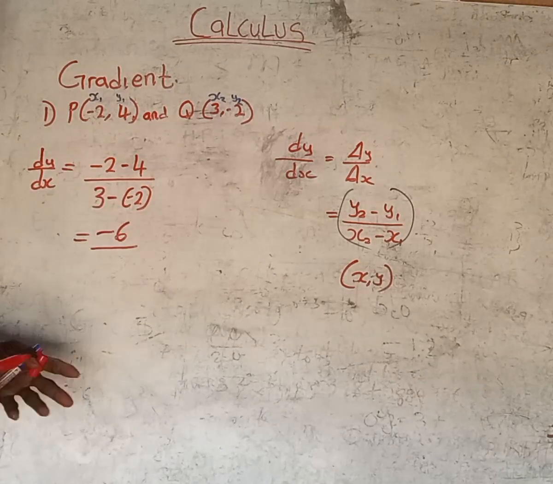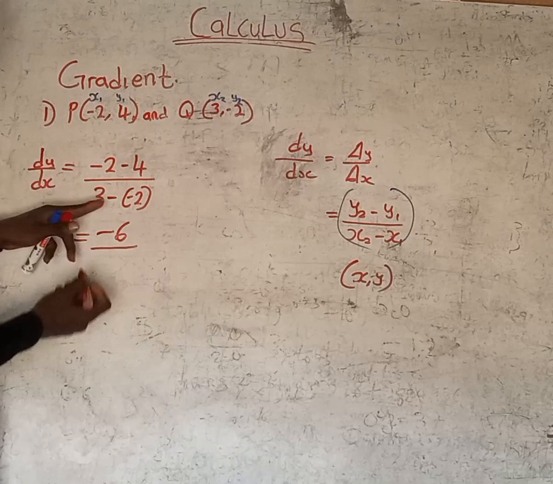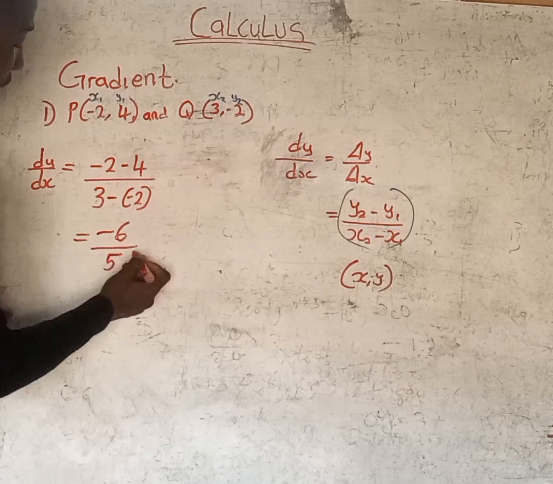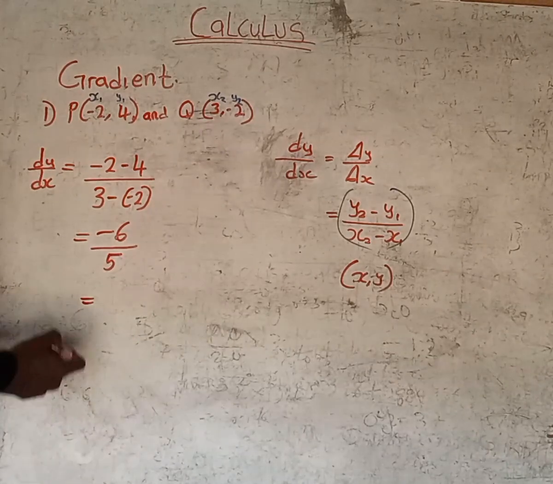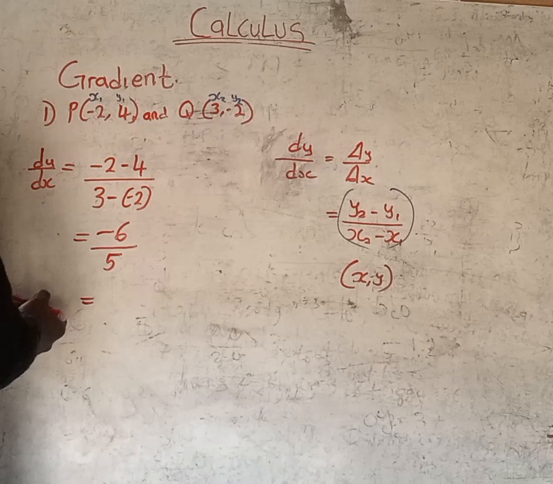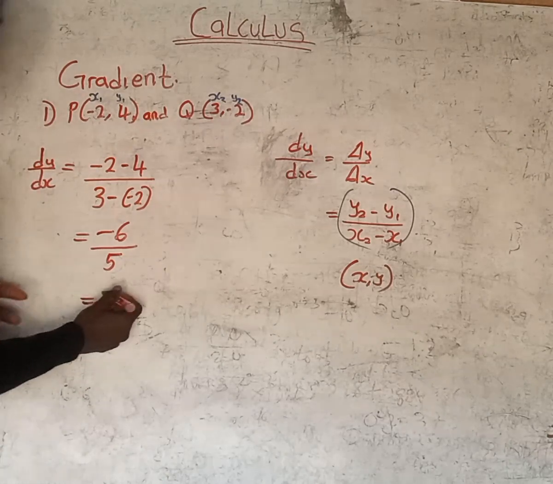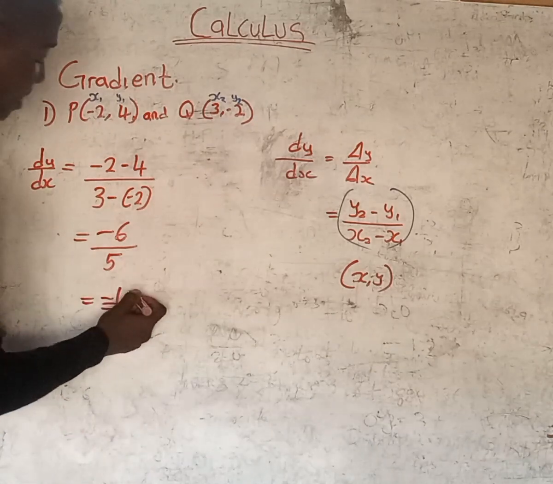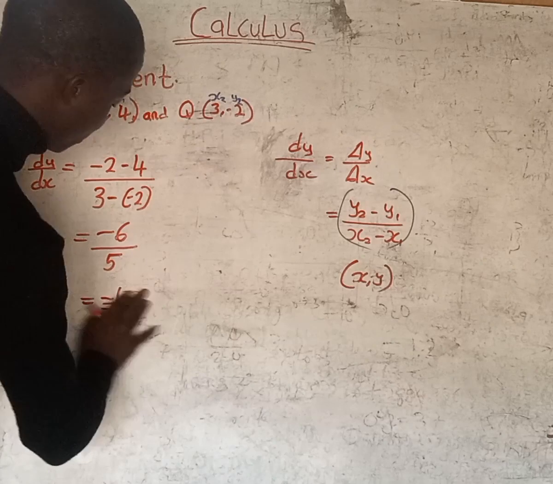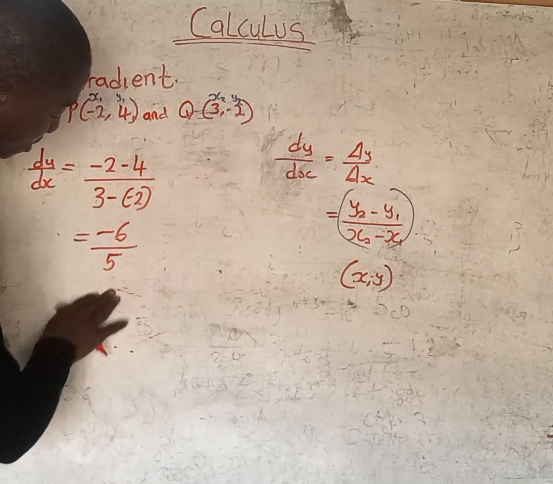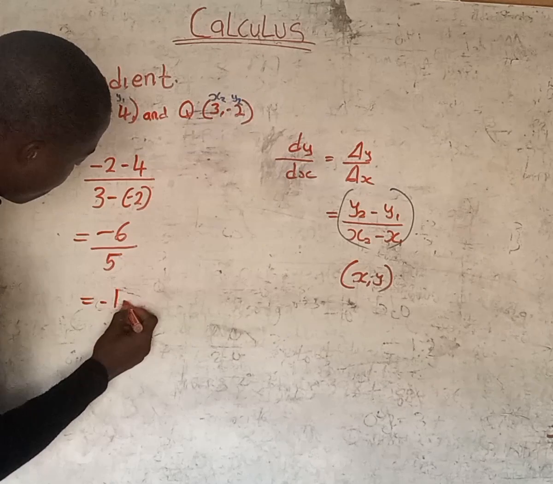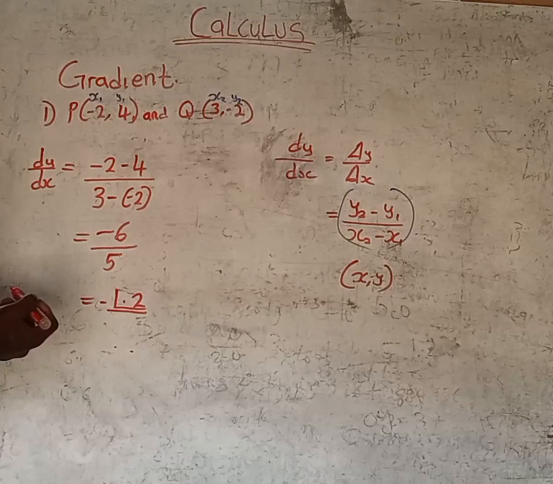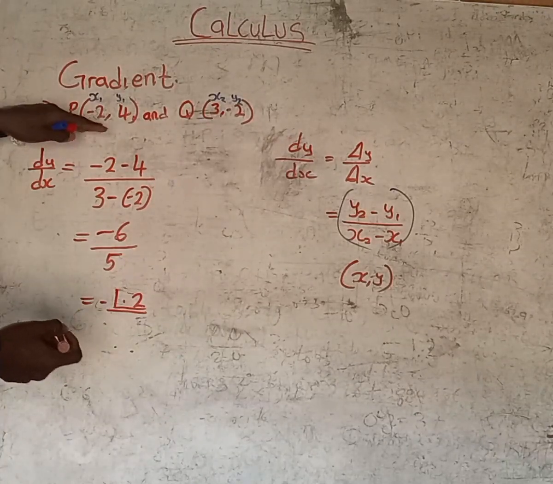Minus multiplied by minus will give us addition, which is plus. So I'm going to have 3 plus 2. So 3 plus 2 is 5. So I'm going to have minus 6 over 5. Minus 6 divided by 5, punch your calculator, that's minus 1.2. So this is the gradient. Minus 1.2. So this is the gradient of the line that is joining points P and Q.